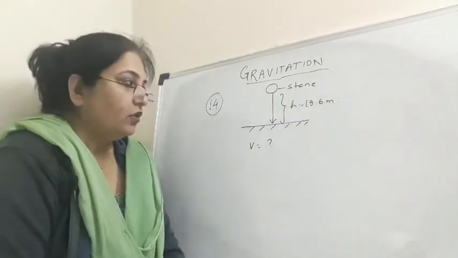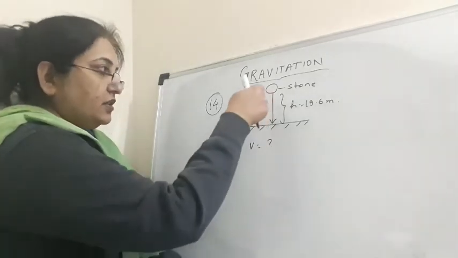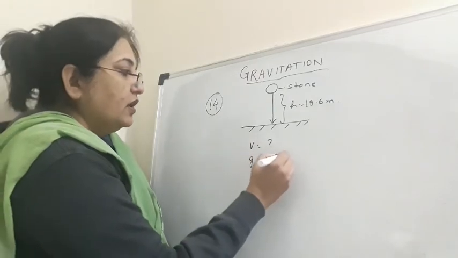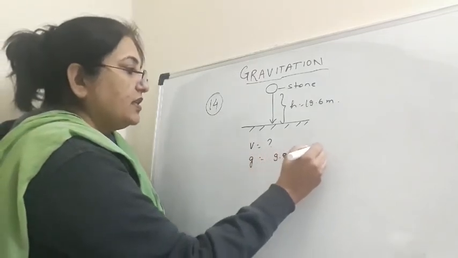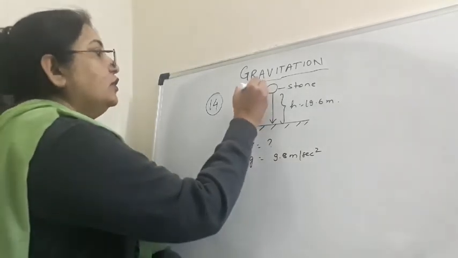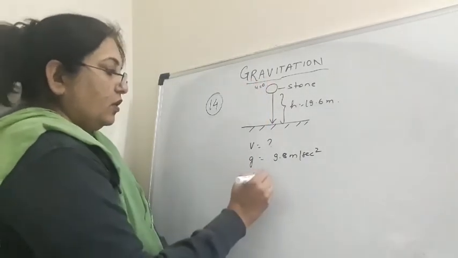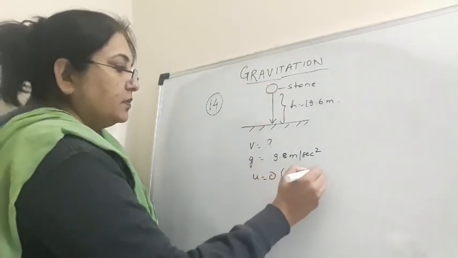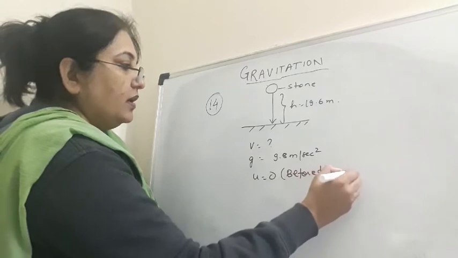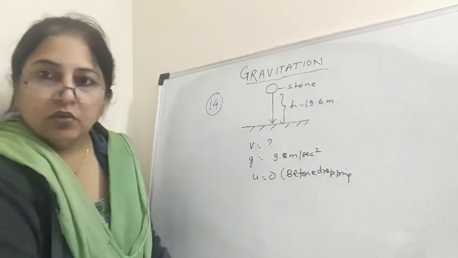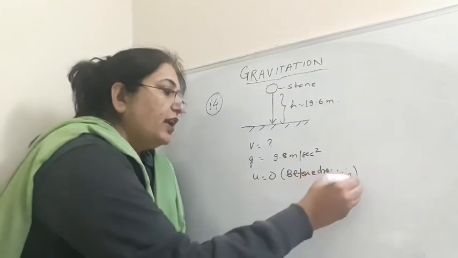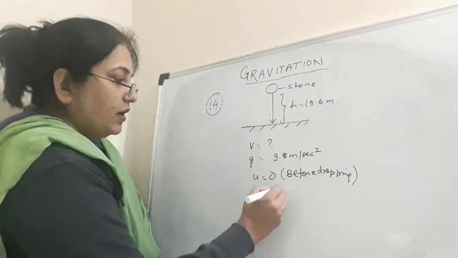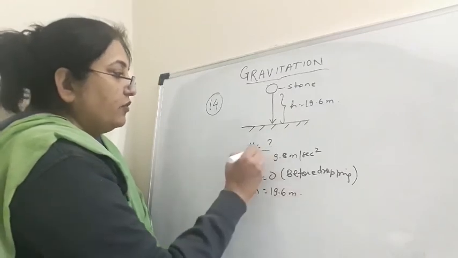Now as I told you before also, when an object is falling down, the acceleration due to gravity g will be positive. So it will be 9.8 meters per second square, right? And u will be equal to 0 because we will assume that before dropping, the stone was at rest. Okay, so we have g given, u given and h given, which is equal to 19.6 meters. We have to find v.